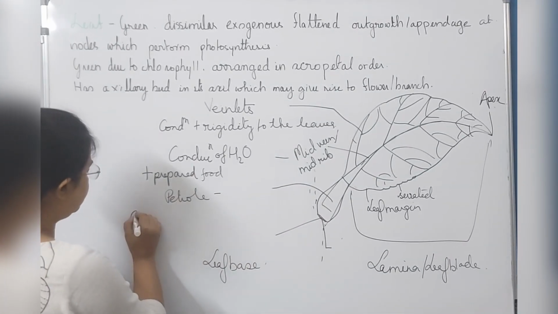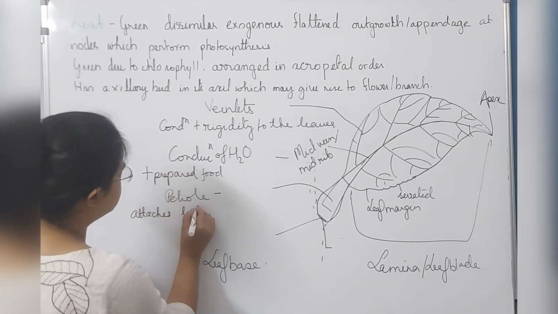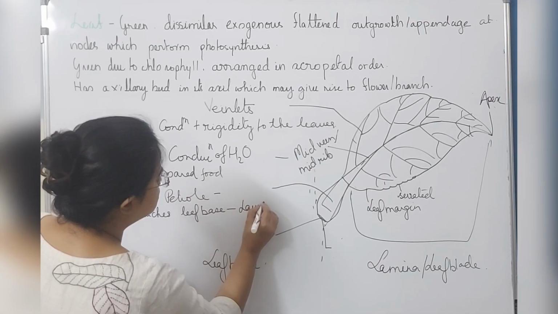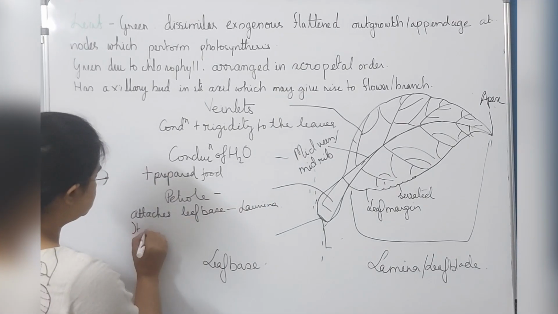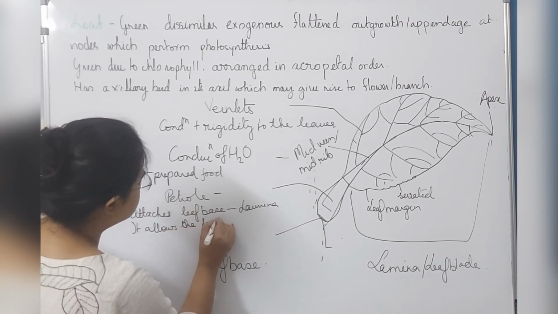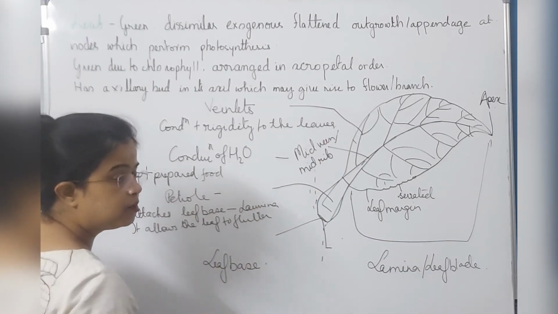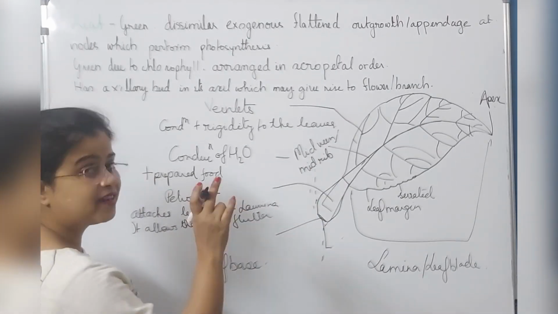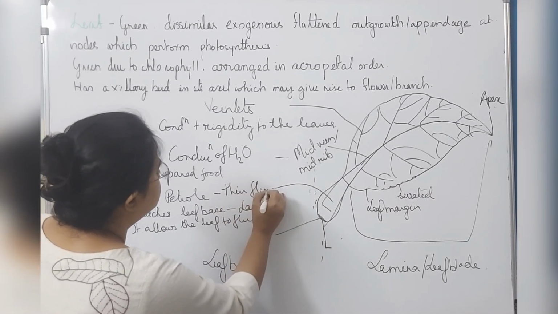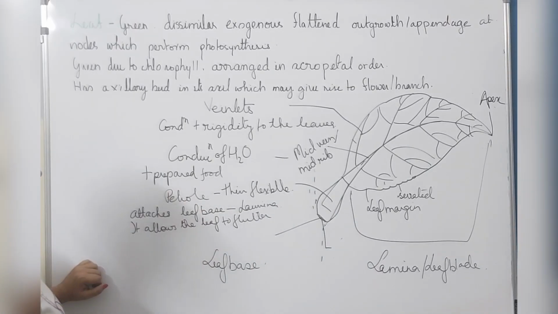Petiole का function क्या है? It attaches or connects the leaf between leaf base and lamina. Okay, and it allows the leaf to flutter. मतलब हवा में the movement that it shows, so that allows cooling. And petiole is thin, flexible structure, right? फिर आते हैं लीफ बेस पे.